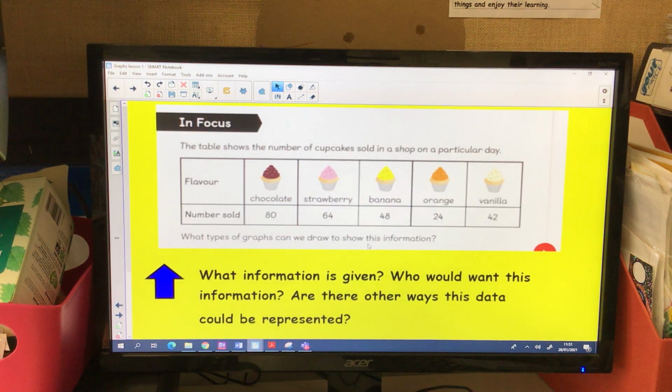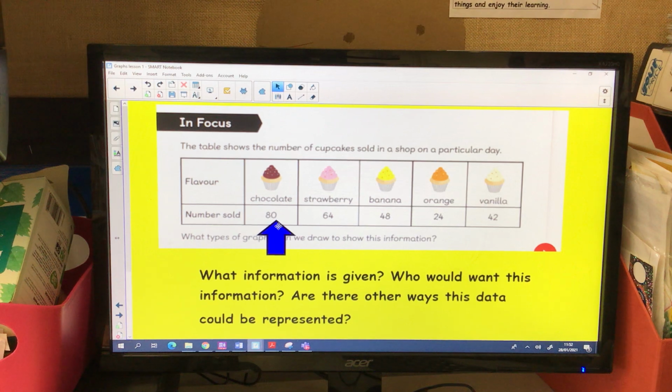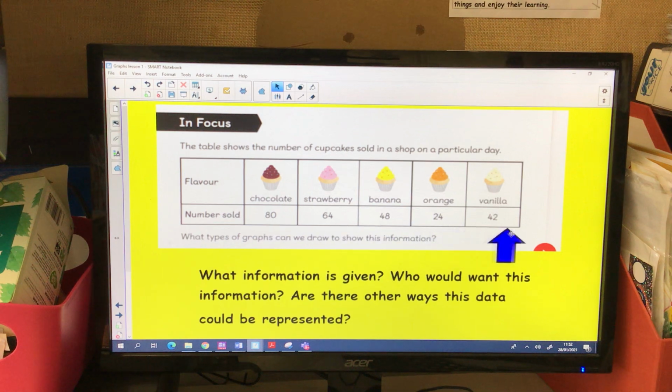The table shows the number of cupcakes sold in a shop on a particular day. So here we've got the flavours, and here we've got the number sold. And I am delighted to see that chocolate has 80 sold, which tells me straight away that must be the most popular type of cupcake. Have a little look at those children and think which is the least popular flavour there. Which is the least popular, the one that people don't like too much? Have you had a little look? You're right, it's this one, orange.